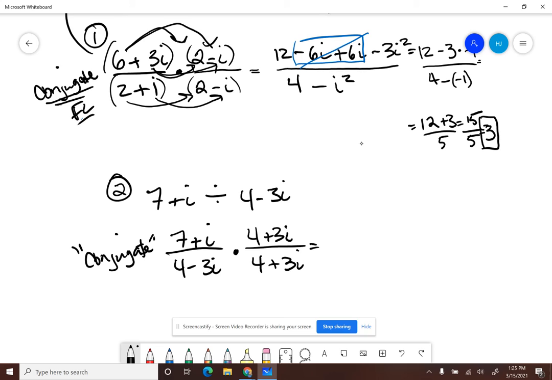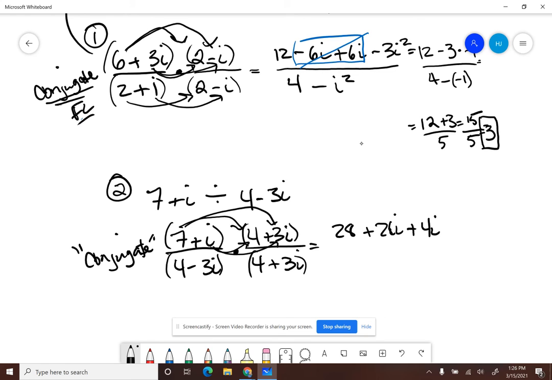All right, and now I'm just going to multiply straight across. Just like I multiply fractions, I'm actually multiplying two binomials against one another. Okay, so 7 times 4 is 28. 7 times 3i is 21i. i times 4 is 4i. And i times 3i is positive 3i squared.